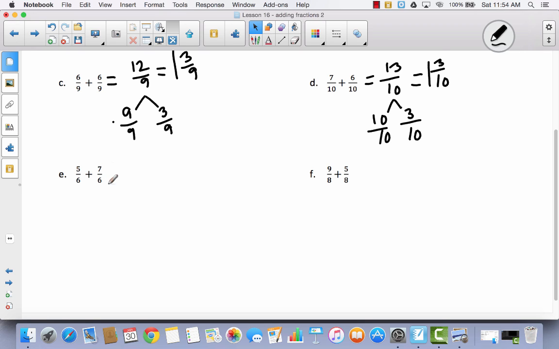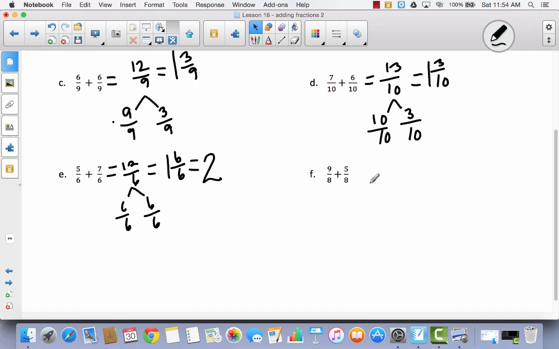All right, 5/6 plus 7/6 is equal to 12/6. Okay, so how much does it take to make a whole? It takes 6 sixths. And then I have 6 more sixths to make 12. Now, a lot of kids will want to write 1 6/6. But the best answer would be 1 1, which makes 2.